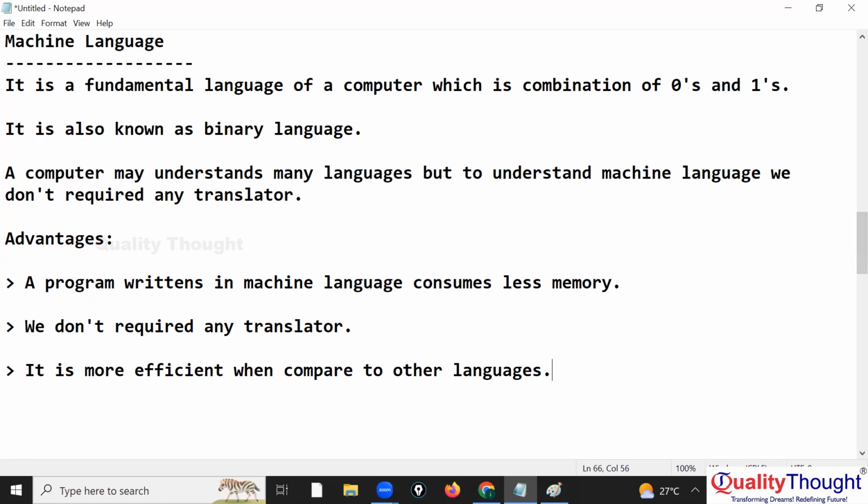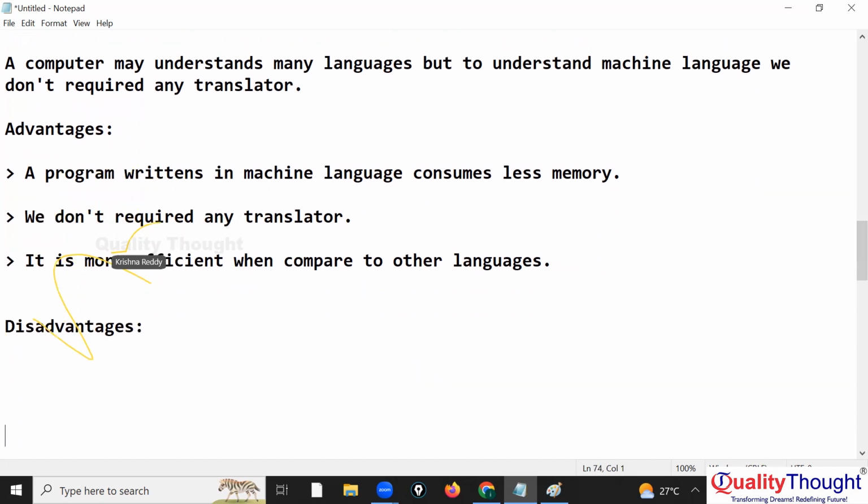Sir, you are giving a lot of advantages, but in real time we are not working with machine language, right? So why are we not using machine language, sir? Because of disadvantages. So now we will see what disadvantages are there. So what do we need to cover now? Krishna Reddy, don't do anything. So what do we need to do now? Now we need to focus on what here?